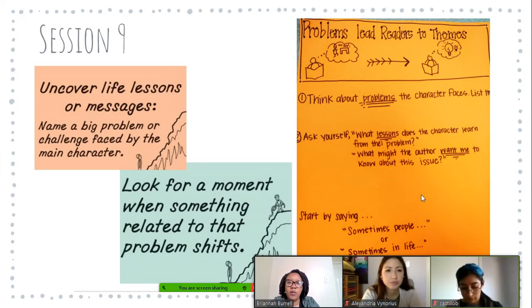In session 9, you will notice that this session is all about how we can uncover the life lessons or messages by really paying close attention to the big problems in the text. In the mini lesson, you're going to teach your students to notice that problems lead readers to themes. The students are going to think about the problems that the characters are facing and list those problems and then ask themselves, what is the main lesson that this character is learning? What lesson is the author wanting me to learn from the problems that this character is facing?